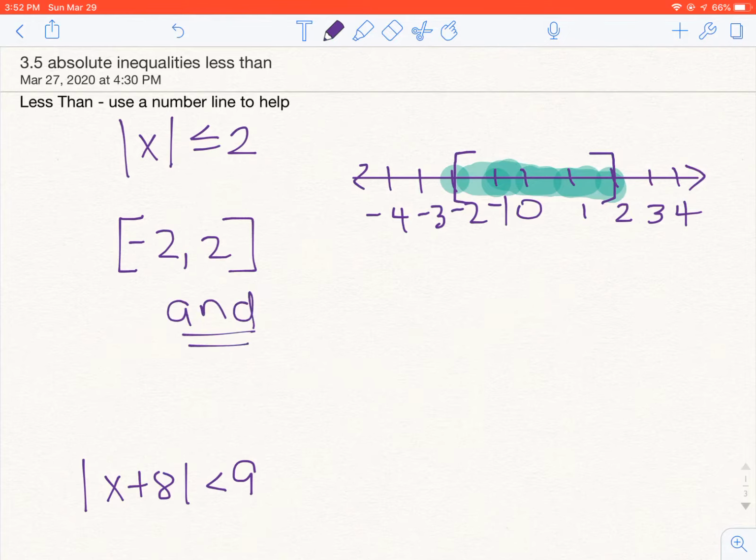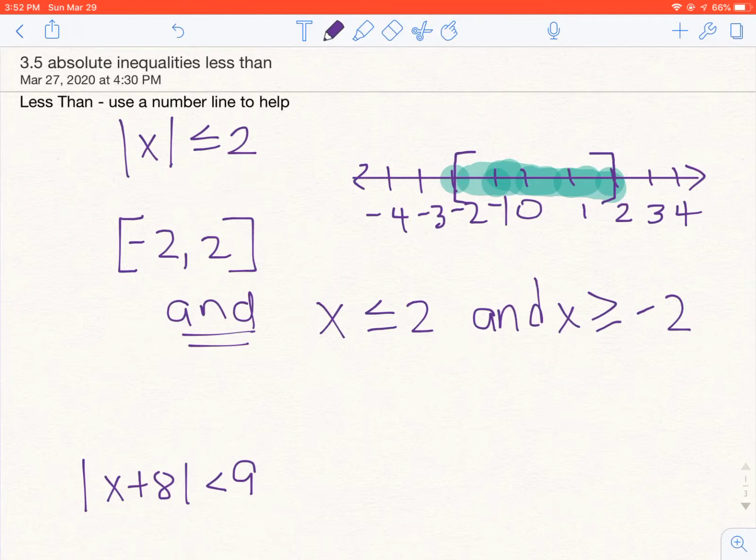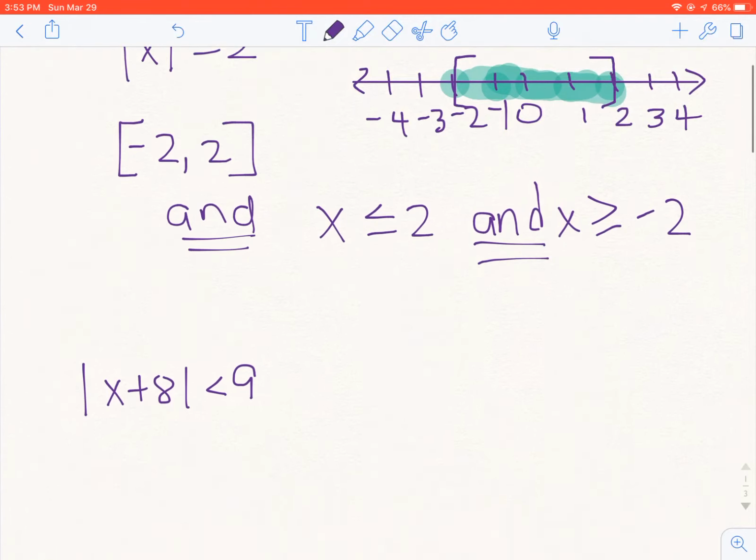Really, this comes from x is less than or equal to 2 and x is greater than or equal to -2. So notice when we have absolute value inequalities, we have to switch the inequality and change the sign. And for less than, it's always and. It's always going to have something in between numbers. Okay? So let's do some real examples.